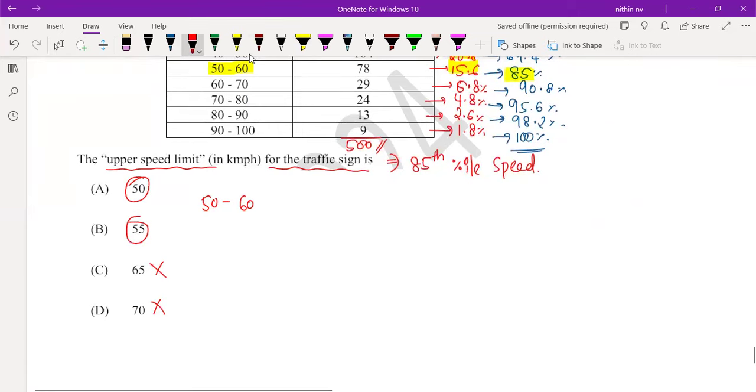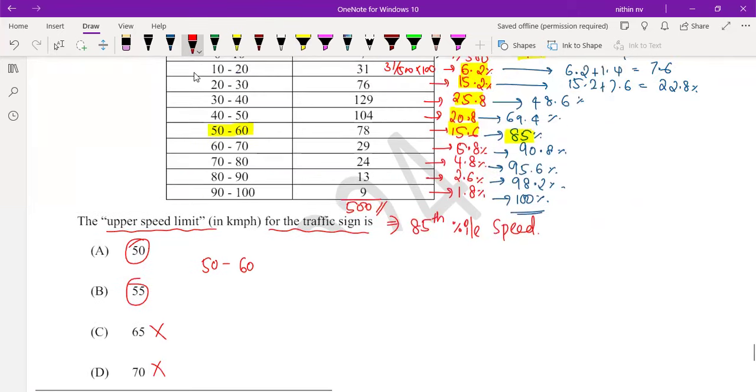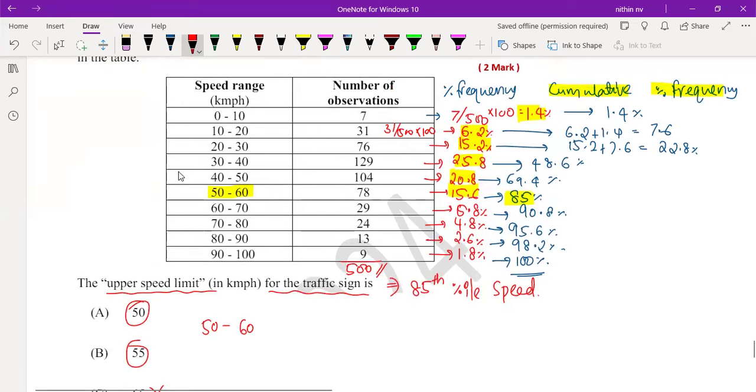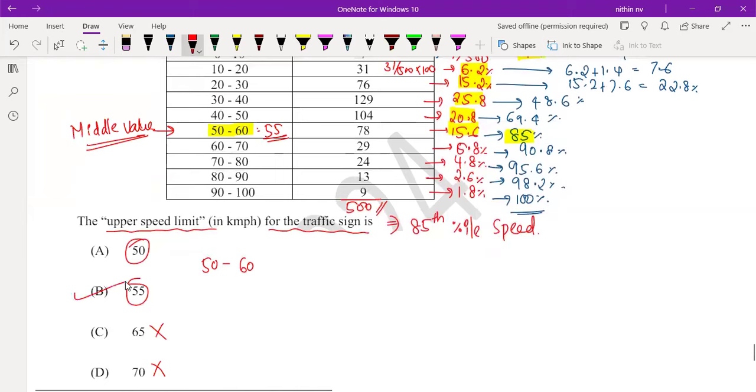This point also we have discussed in the class. Always, whenever we are having a range, it's the law of statistics, we need to take the middle value as the representative value. The middle value, or mid-x, like that we call. Which means the middle value is what? 55 kilometers per hour. Option B will be our final answer.